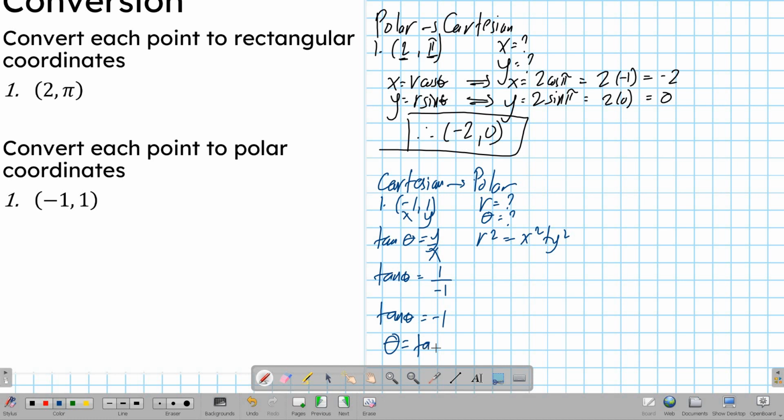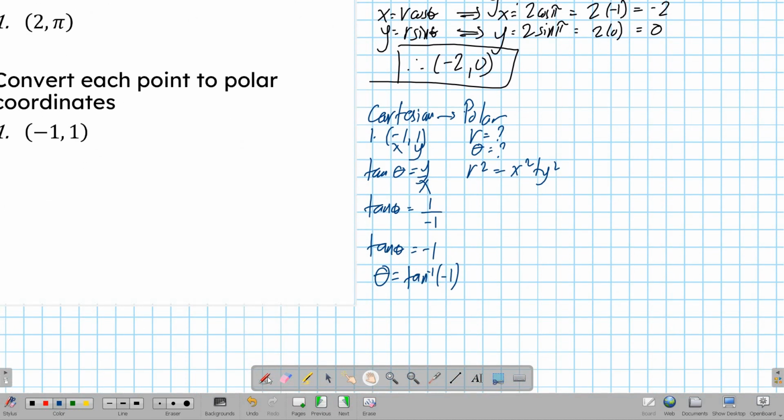Theta will then be equal to arctangent of negative 1, in which we have the principal value of this inverse tangent function at negative pi over 4, which we do accept since we are in polar coordinates. On the other hand, for r, we're going to have r squared equal to x, that's negative 1 squared, plus y, which is 1 squared.